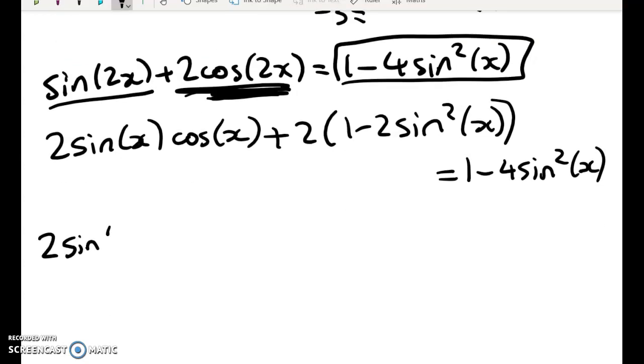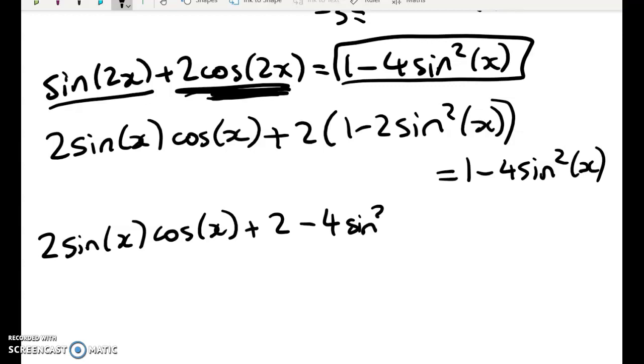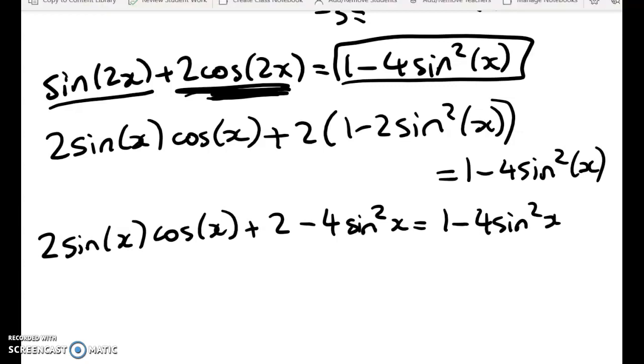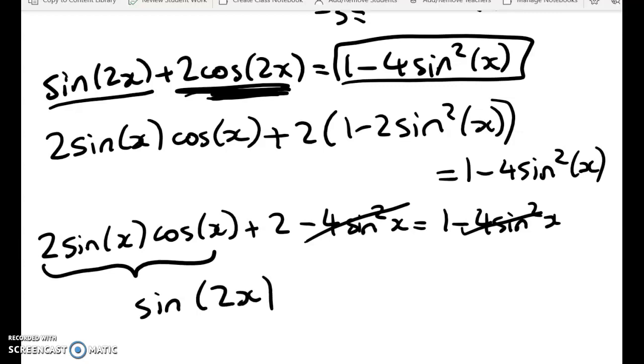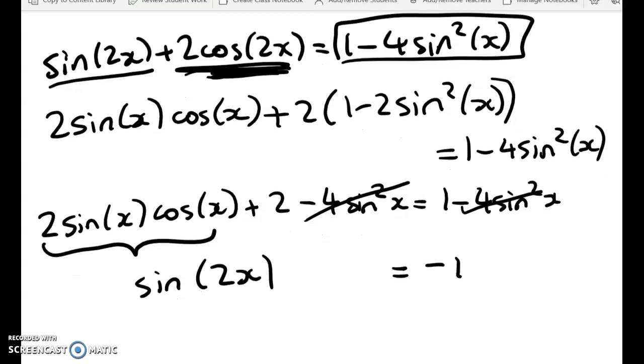Expanding out, we get 2 sine x cos x plus 2 minus 4 sine squared x is equal to 1 minus 4 sine squared x. So that's really nice because this and this simplify away. That leaves me with this thing here, which I'm going to put back to sine of 2x. I can hear some of you groaning down your laptops. So sine of 2x is equal to 1 take away 2, which is negative 1.